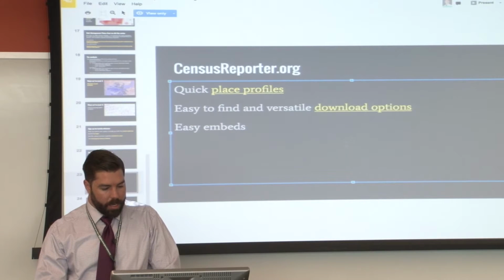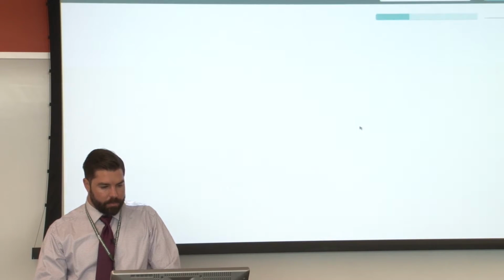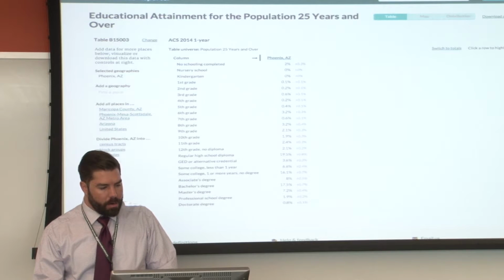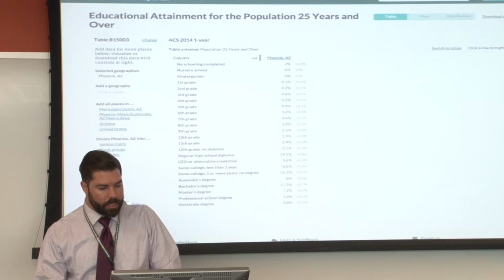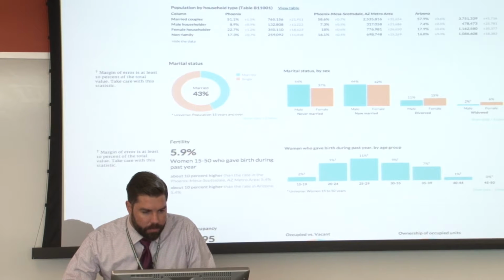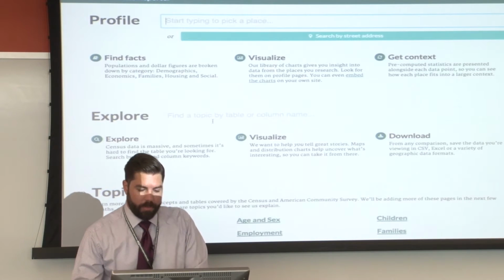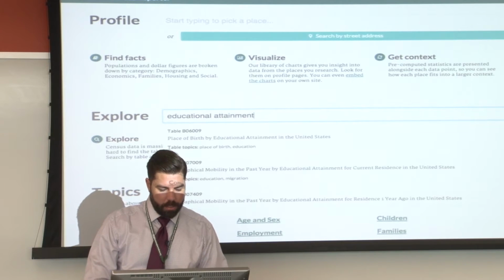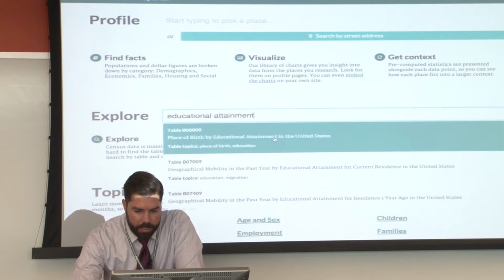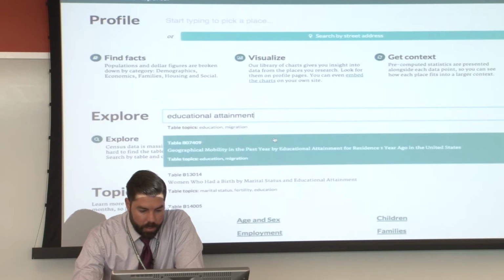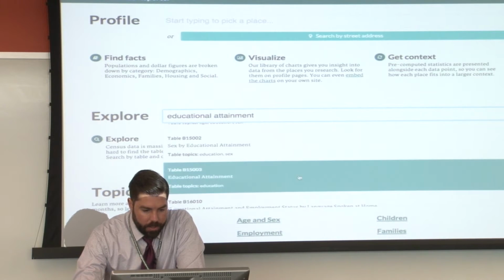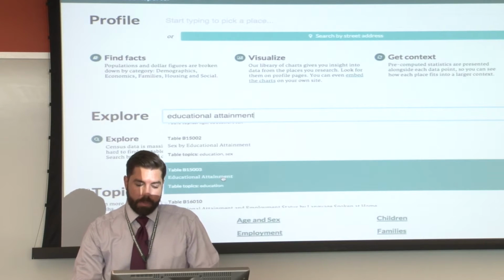So let me show you guys another cool little thing here. Let me show you how I would have gotten here. B15003, educational attainment. So if I'm looking at Census Reporter, their homepage, and I just start typing educational attainment, it auto-populates some suggestions here. There's a bunch of different options. Let me find the one I was looking at there, 15003. This is just straight up educational attainment. So I click on that.